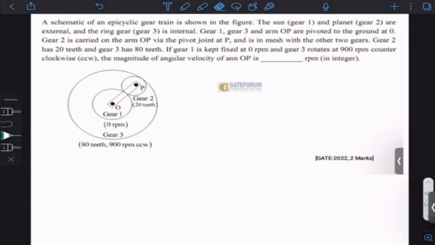We know very well that the schematic diagram is given to us. The schematic of the epicyclic train is shown in the figure. The sun gear and the planet gear are external, and ring gear 3 is internal. Gear 1, gear 3, and the arm are pivoted at the ground. Gear 2 is carried on the arm OP via the pivoted joint P and is in mesh with the other two gears. Gear 2 has 20 teeth, gear 3 has 80 teeth. If gear 1 is fixed, that is a very important line. Gear 1 is fixed at 0 RPM, and gear 3 rotates at 900 RPM counterclockwise. Find the magnitude of angular velocity of OP, which means the arm. That's quite simple.